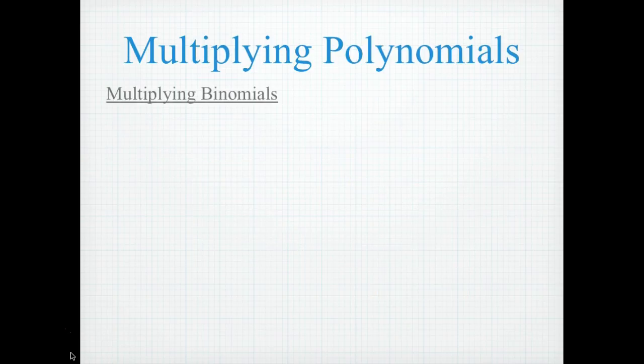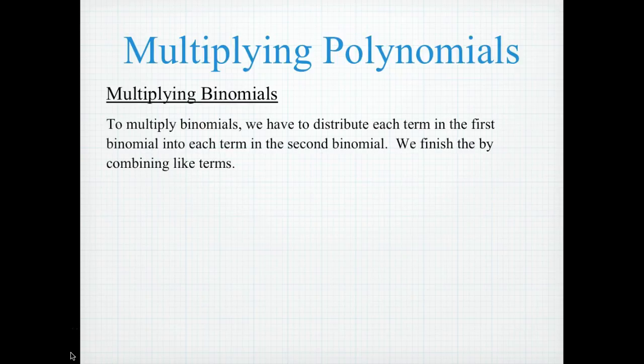As we move on, we're going to multiply binomials. So in this case, we're going to multiply a binomial times a binomial. Now to multiply binomials, we have to distribute each term in the first binomial into each term in the second binomial. We finish the problem by combining like terms.